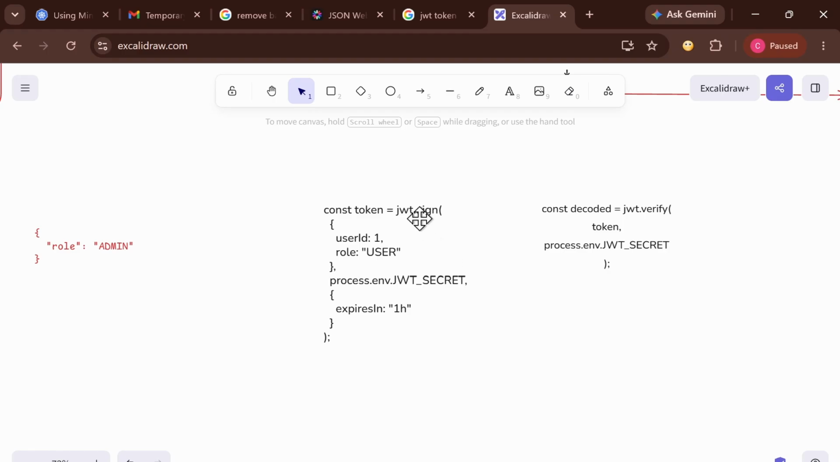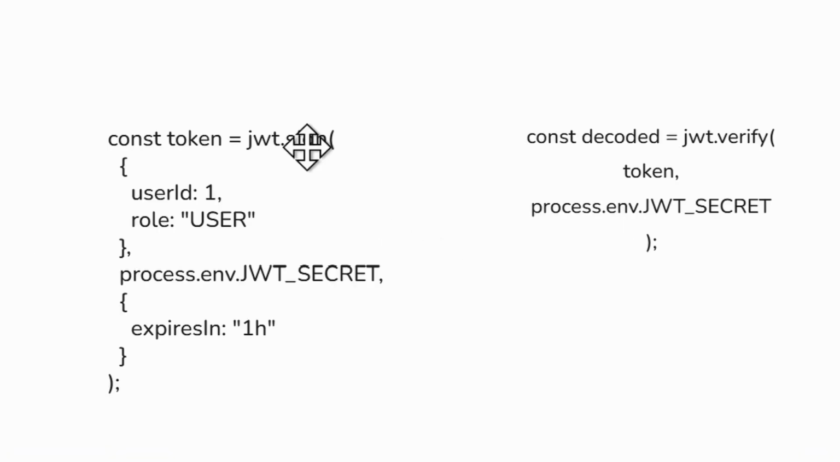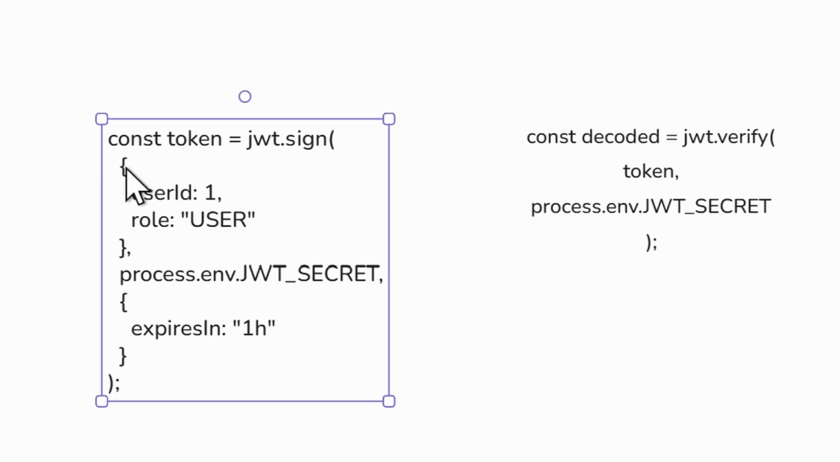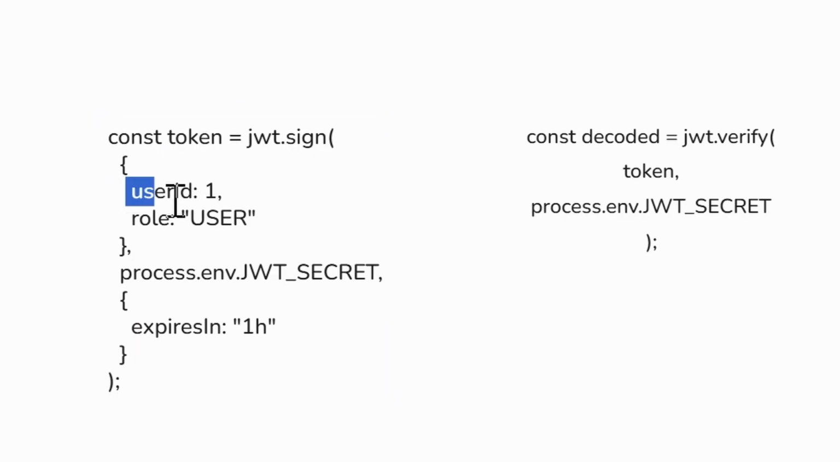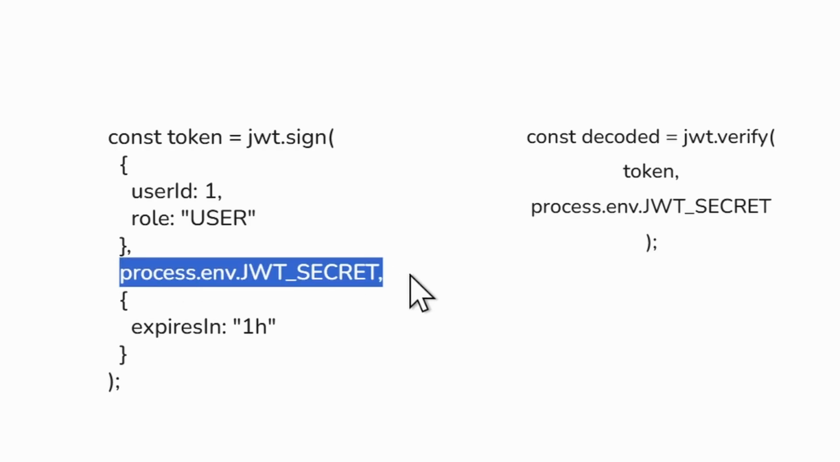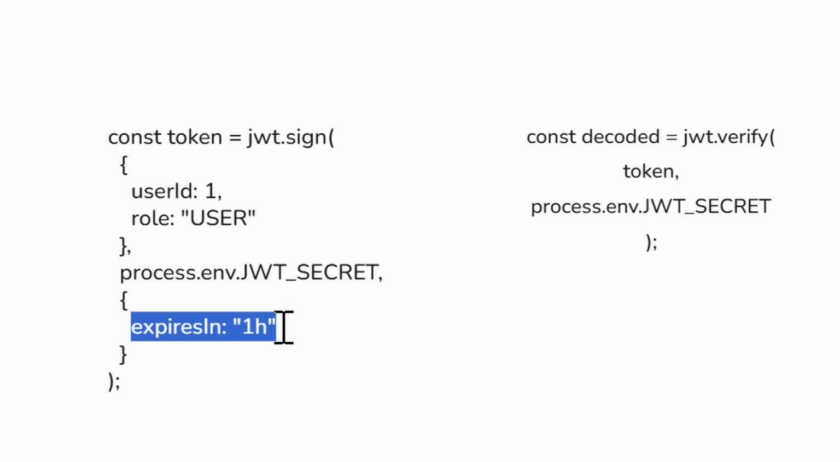So const token is equal to JWT sign. We need to sign three parts, as I already said. The first one is the payload. You can see the payload over here: user ID and role. The user ID is 1 and the role is user. We also have the JWT secret from our environment file, and we are setting the expiry date.